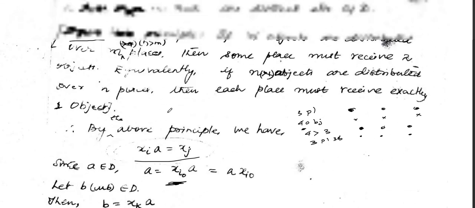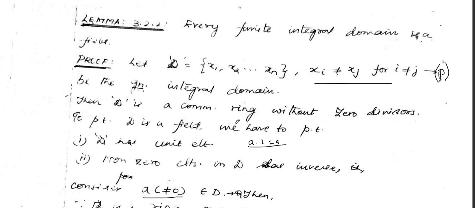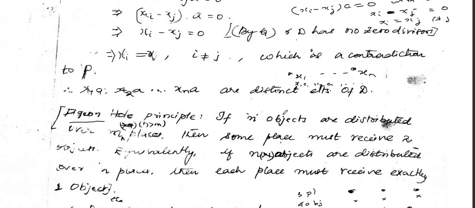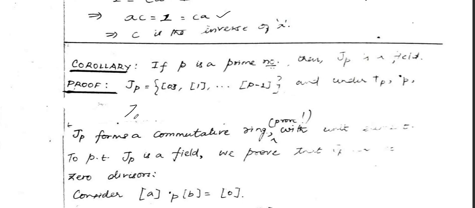Now we have a corollary to this lemma, or rather theorem or lemma, whatever it is. We have established that every finite integral domain is a field. Now we want to prove that this collection of all congruence classes modulo p, which we either denote as Z_p or J_p, is a field under addition modulo p and multiplication modulo p.